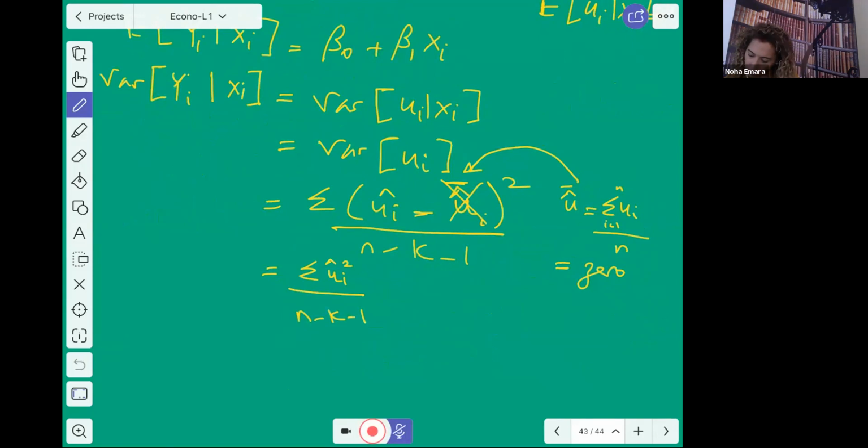If you have studied your notes from last week, the upper part has a name. Do you guys remember what's the name of the upper part? Anyone? What's the name of the upper part?